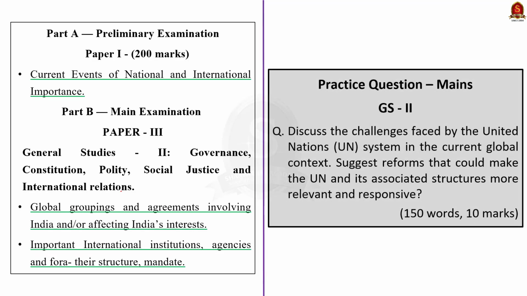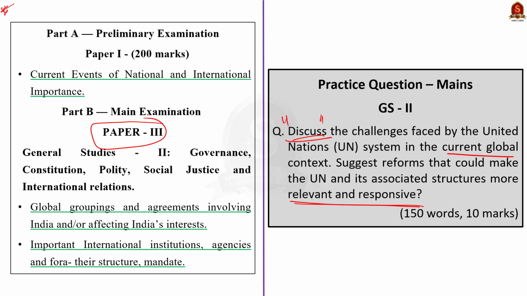So this is the question. Discuss the challenges faced by the United Nations system in the current global context. Suggest reforms that could make the United Nations and its associated structures more relevant and responsive. The question comes under the syllabus of GS paper 2. If you look at the question, it's a straightforward one.